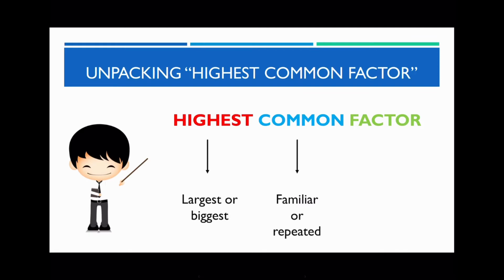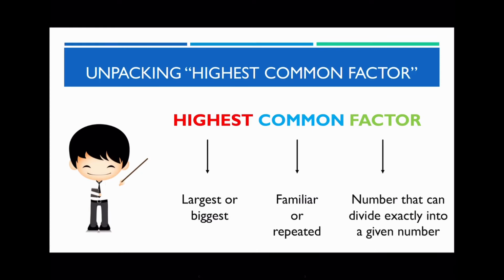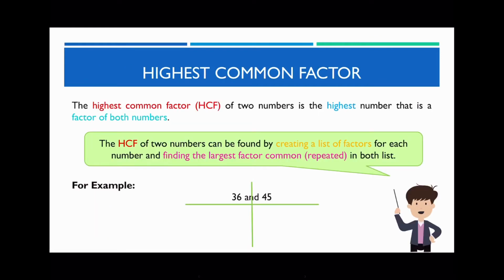And the word factor, we said, was a number that can be divided exactly into a given number without any remainders at all. So if you put all this together, the highest common factor means the highest number that is a factor of both numbers. And the way that we determine the highest common factor is by creating a list of factors for each number and then finding the largest factor that's common or repeated in both lists.